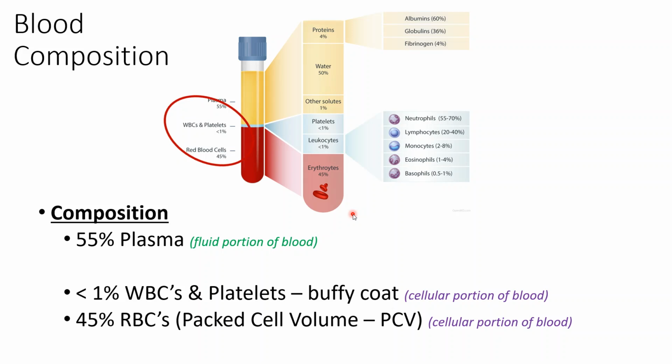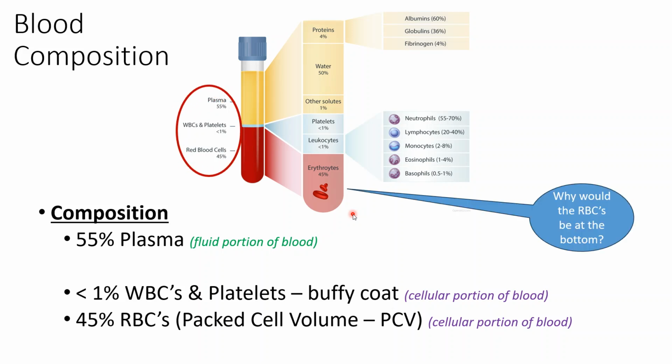Okay, so let's take a look at why you would maybe have the red blood cells at the bottom and maybe have the plasma at the top. So obviously, if you look at blood, it's going to be red, okay? But if you put it in a test tube and let it sit, what's going to happen is the red blood cells are going to sink to the bottom. The plasma is going to be on the top. And again, these white blood cells and platelets, that buffy coat is going to be in between the two.